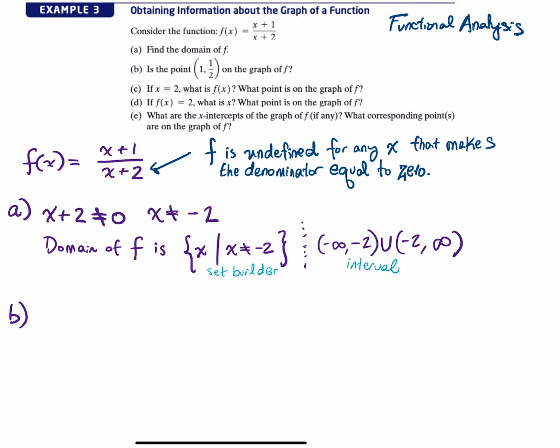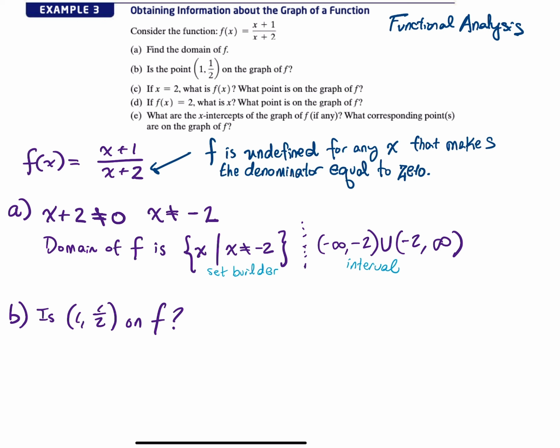So how about part B? They say, is the point 1 comma 1/2 on the graph of f? Well, we don't have the graph with us, so how can we know? Well, we can test it algebraically.